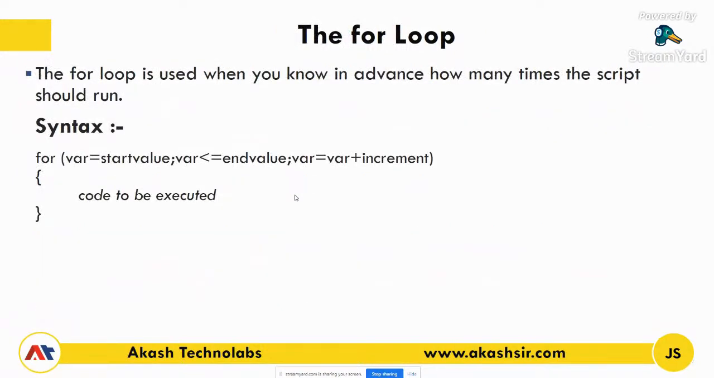So for loop is used for printing some messages. For example, I want to print 1 to 100, right? So the for loop is used to know in advance how many times the script should be run. So for example, this is a basic syntax. Here we have to specify the variable start value, variable with end value, and increment or decrement operator. The increment operator is used for adding some value to your variable, right? So increment will add 1 to your variable.